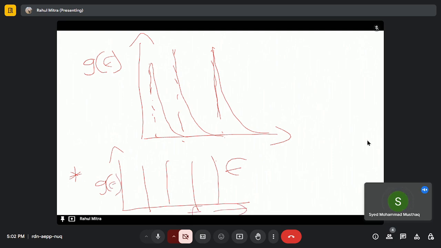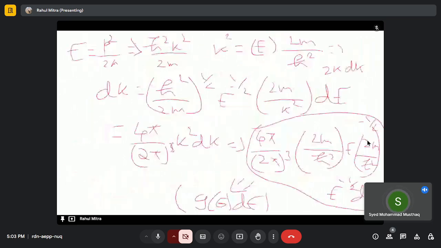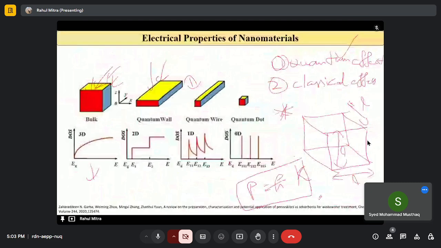For zero-dimensional nanomaterials, we show them here. That's how the density of states take place. Now again, going back to what the density of states means: it means that these are the energy values that are allowed for electrons that can be in a material.